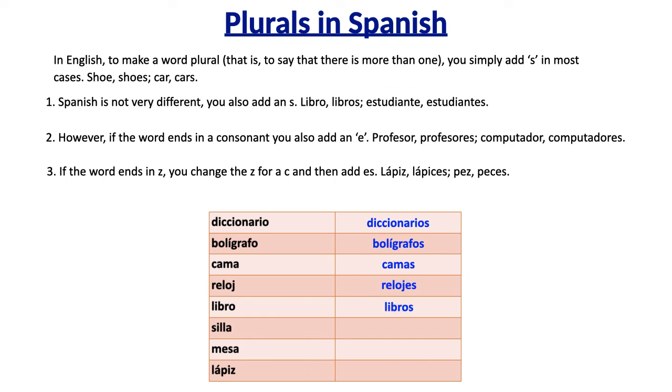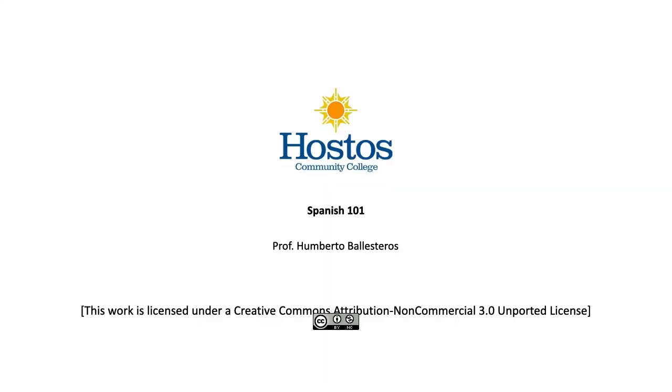Libro, we've done a lot already. Libros, right? Ends in O, that's a vowel. Silla, sillas, that's also a vowel. Mesa, mesas, that's also a vowel, right? I just said books, chairs, tables. How about pencils? Lápiz, well, the special rule, right? Z turns into a C and then ES. Lápices. Those are the rules for constructing the plurals in Spanish.